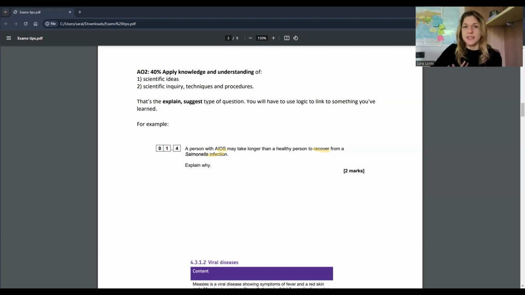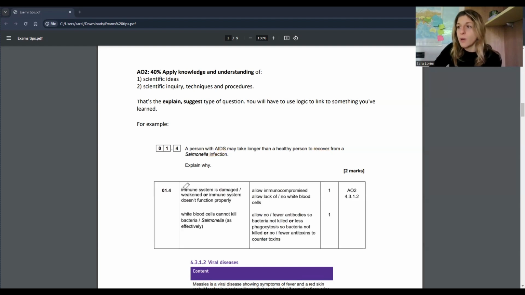So the link here that you should mention, and I'll show you the mark scheme, would be, well, the immune system is damaged. It's weakened or doesn't function properly because, what is it? AIDS is an autoimmune disease, which affects the immune system. Therefore, the white blood cells cannot kill the bacteria. Do you see how it's like a consequential thing? And those are the nicest questions in biology, really consequential. Okay. And then, as you can see, it's not straightforward.